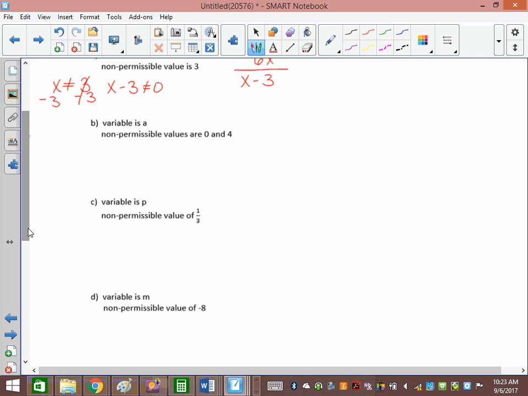B, the variable is a. So we have two non-permissible values this time. We have a cannot equal 0, and we have a cannot equal 4. The a cannot equal 0 is done, right? Because you can't undo that. So that's going to be one of our NPVs. It's just going to be a. So on the bottom, we're going to have an a on the bottom. Now we have a cannot equal 4. How do we undo that? It's a positive 4, so we're going to subtract it. So I'm going to have an a minus 4 on the bottom.